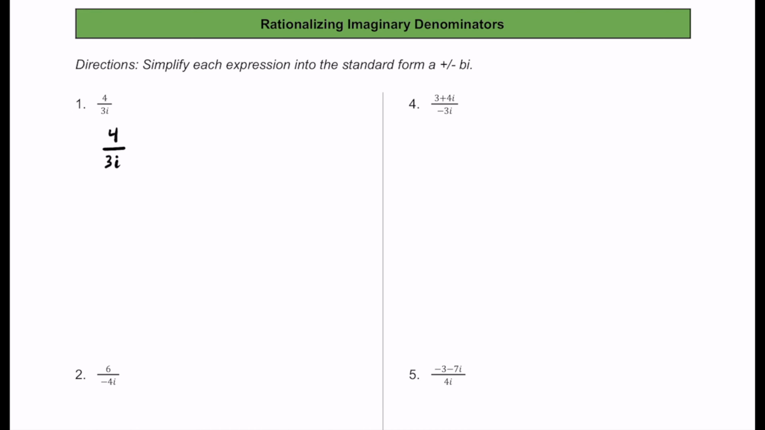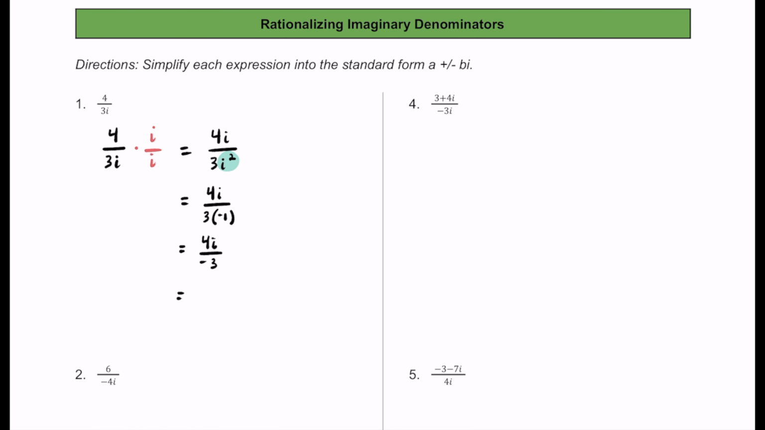Now the 3 on the bottom is perfectly fine, it's really just the i that we have to get rid of. So if we multiply top and bottom by i, then on top 4 times i will be 4i, and on bottom 3i times i is going to be 3i squared. Now this i squared is really the thing that we needed to get, right? Because i squared is equal to negative 1, so we're going to rewrite this as 4i over 3 times negative 1. Now 3 times negative 1 is negative 3, so we're going to get 4i over negative 3.